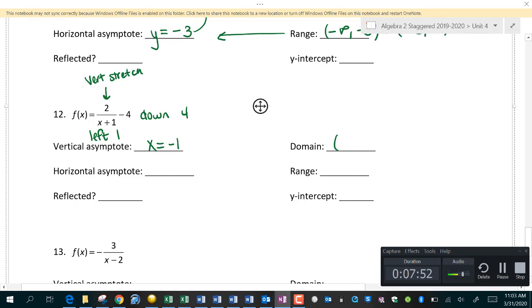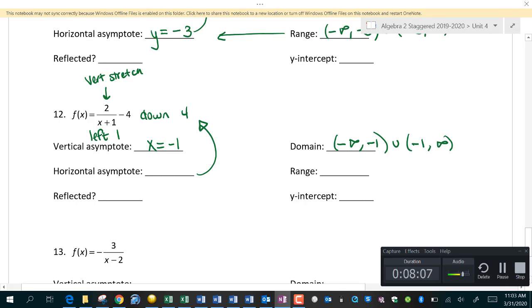Then my domain would be negative infinity to negative 1, union negative 1 to infinity. My horizontal asymptote comes from that up or down movement. Since I move down 4, my horizontal asymptote is y equals negative 4. And then my range would be negative infinity to negative 4, union negative 4 to infinity.